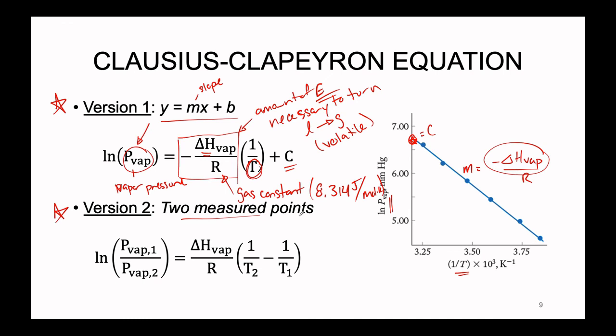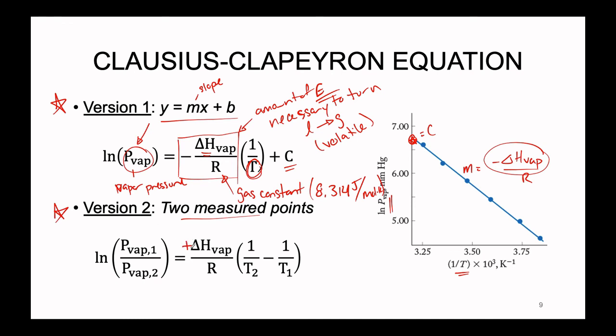Now, of course, the construction of the equation looks a little bit more complicated than our previous gas laws, since we have natural logs and inverses, but the sentiment is the same. So in this equation, we're going to be taking the natural log of the vapor pressure for one of our data points and dividing it by the second. This is going to be equal to the enthalpy of vaporization divided by R, multiplied by 1 over T2 minus 1 over T1.